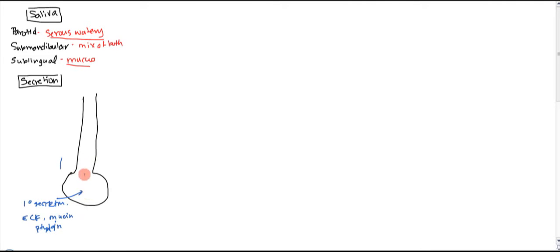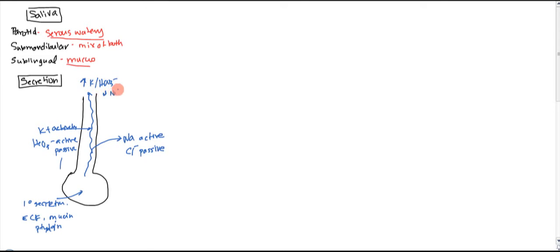Now, as the saliva goes up here, certain things are going to be removed. The sodium is going to be actively pumped, whereas chlorine is going to be passively pumped out. And at the same time, potassium is going to be actively secreted, whereas bicarbonate is going to be both actively and passively secreted inside. So what happens is, at the end, you have saliva with a high sodium bicarbonate and a low sodium chloride concentration.